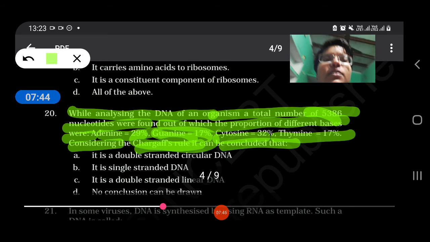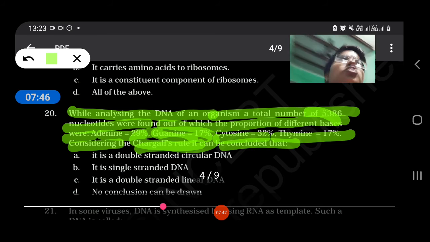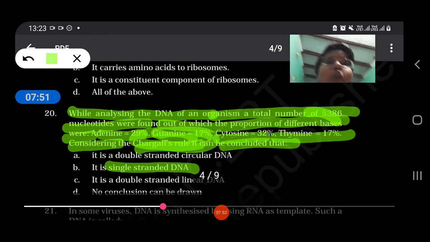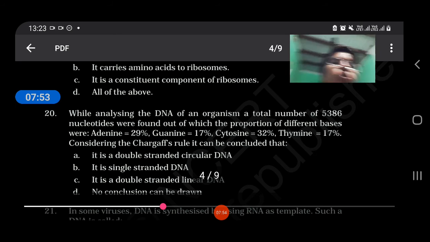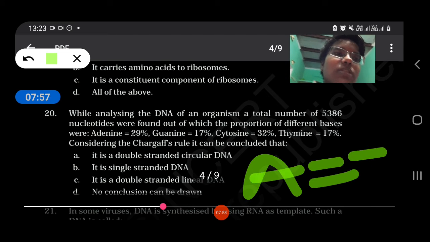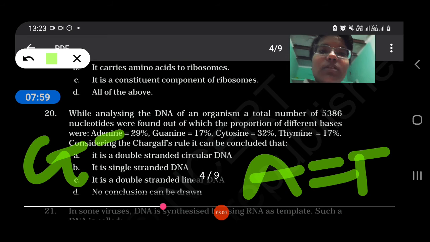Then the answer is that it is a single stranded DNA. How can we find it? As you know, A pairs with T and G pairs with C.